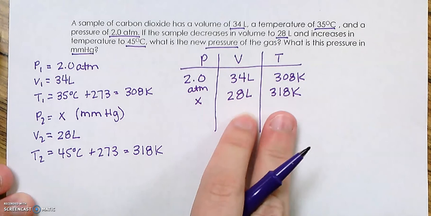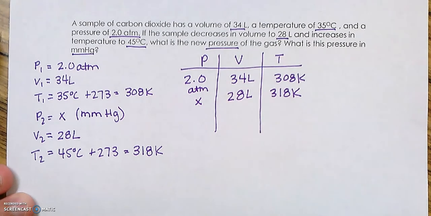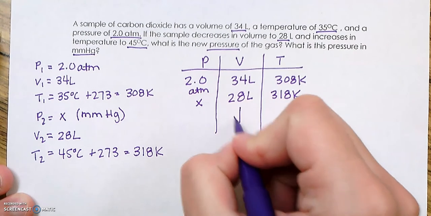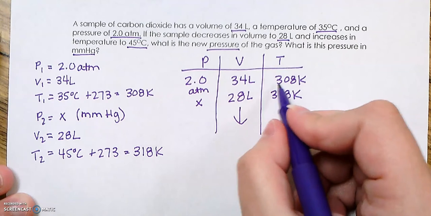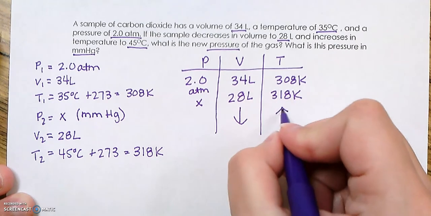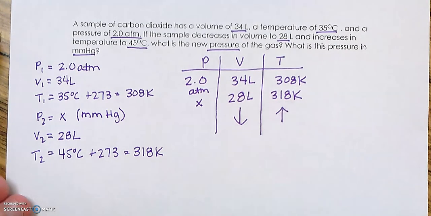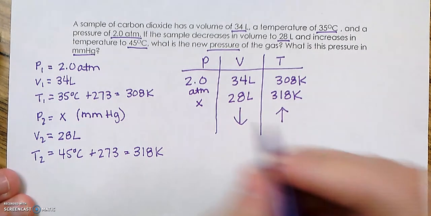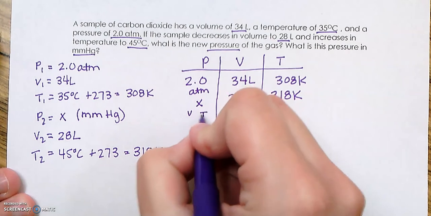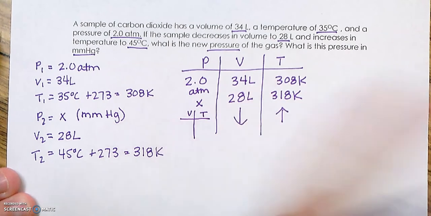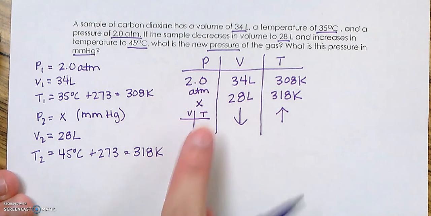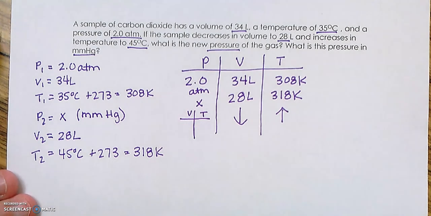Now this time I have two variables that already have both numbers, so I'm going to go ahead and draw my arrows for both of those. So volume going from 34 to 28 decreased, and temperature going from 308 to 318 increased. So that is based on the numbers that we have. I'm going to make what I call a mini chart or a mini table right here. I'm looking for pressure, so I'm going to have to compare pressure to both volume and temperature. So this part we're going to pretend like it's just two variables.